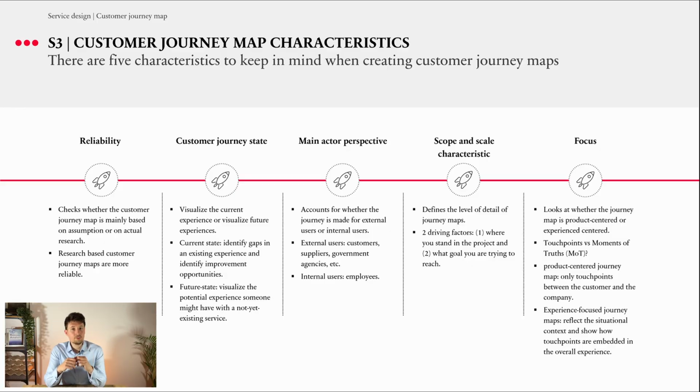The next characteristic that we had to define was the state of the customer journey. So remember that a customer journey map can visualize the current experience, also known as the current state journey map, or can be used to visualize the future experience, also known as the future state journey map. So in our case, we went with the current state customer journey map, as we first wanted to find existing friction points that we could target with specific improvements. These improvements can then be mapped in the future experience journey map.